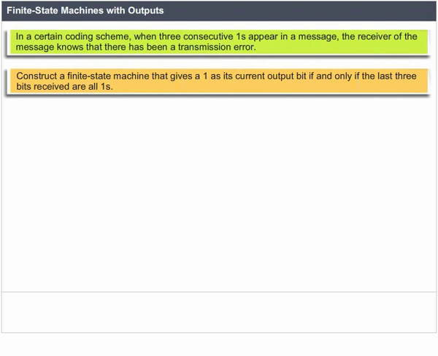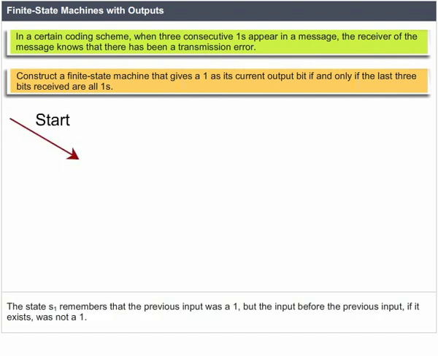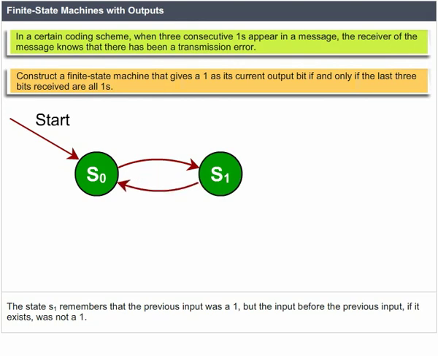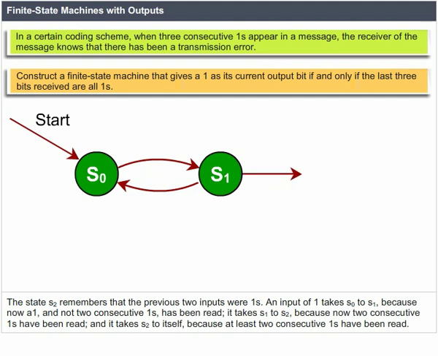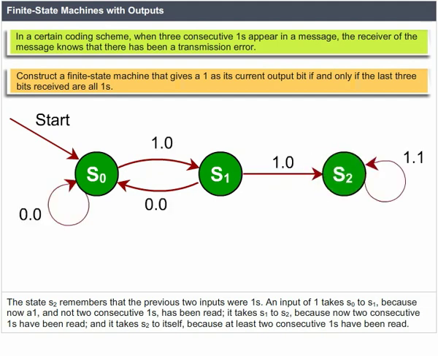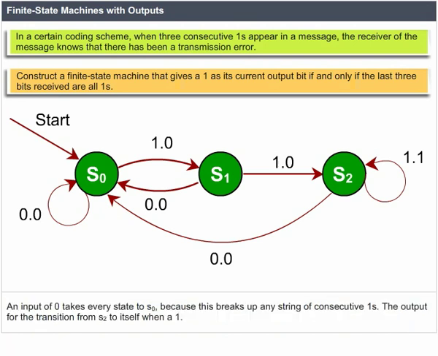The state S1 remembers that the previous input was a 1, but the input before the previous input, if it exists, was not a 1. The state S2 remembers that the previous two inputs were 1s. An input of 1 takes S0 to S1 because now a 1 and not two consecutive ones has been read. It takes S1 to S2 because now two consecutive ones have been read. And it takes S2 to itself because at least two consecutive ones have been read.